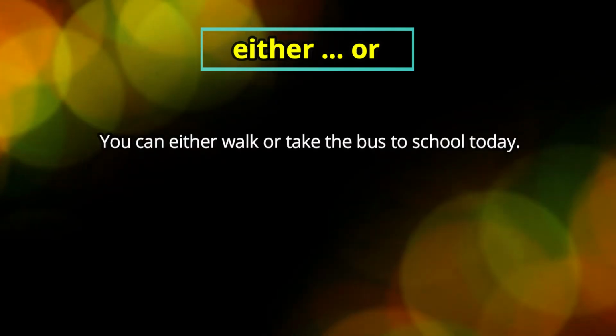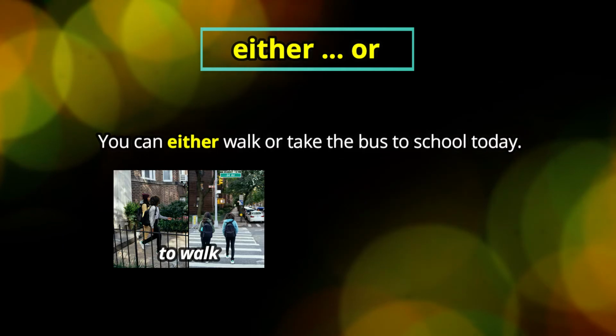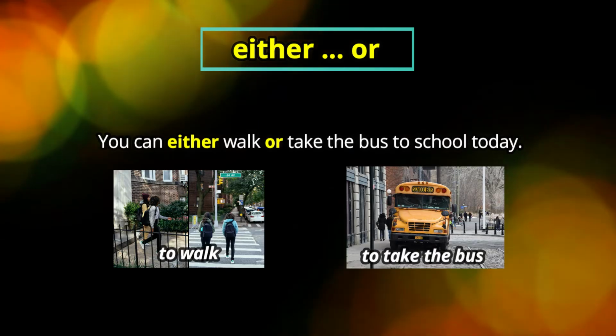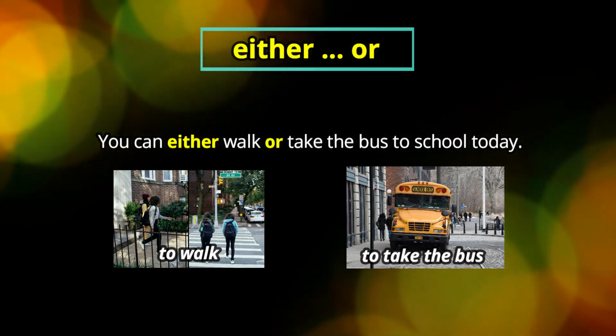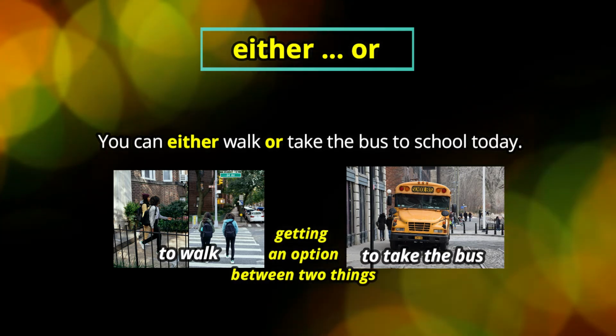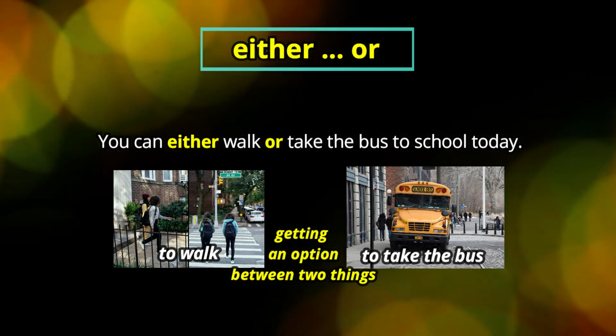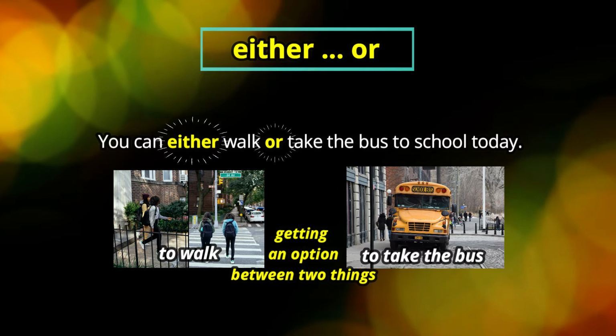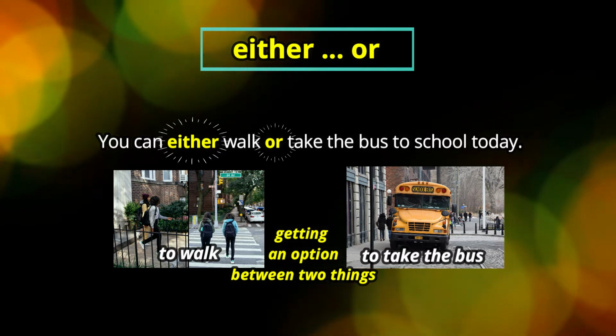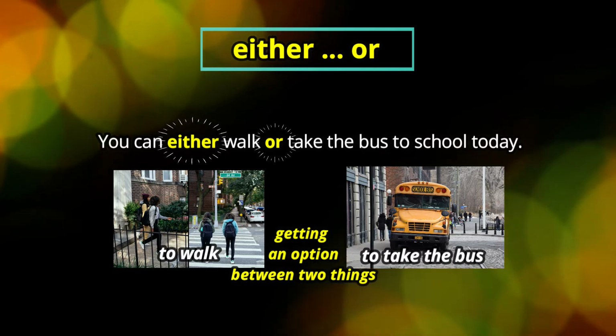The next one we'll look at is either and or. And in our example, you can either walk or take the bus to school today. Now, in this case, we are getting an option between two things, right? We can either walk or take the bus. And either and or is very commonly used in American English.